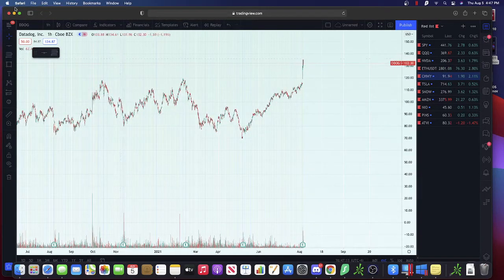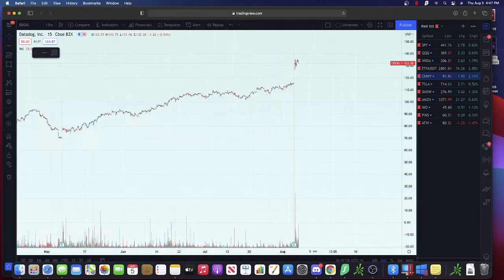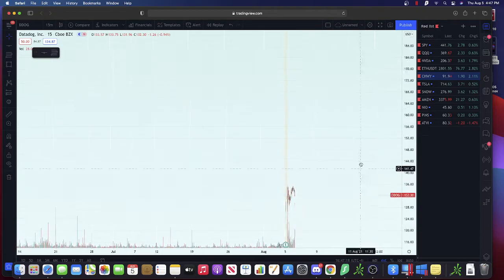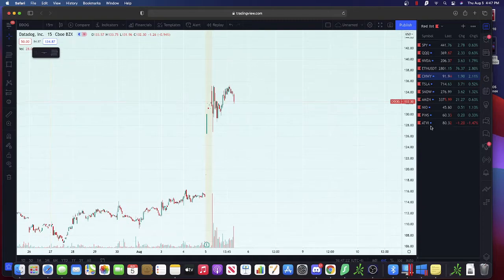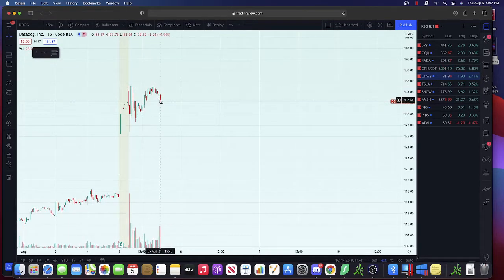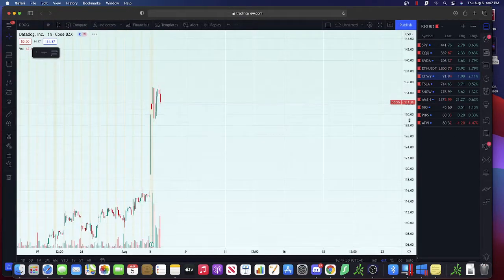Let's look at Datadog. Datadog looks like it's on the verge of a breakout, or it could have broken out today. Yeah, it looks like it had a bit of a bull flag pattern and then a little breakout, but it wants to retrace already. So let's zoom back out here to the 1 hour.